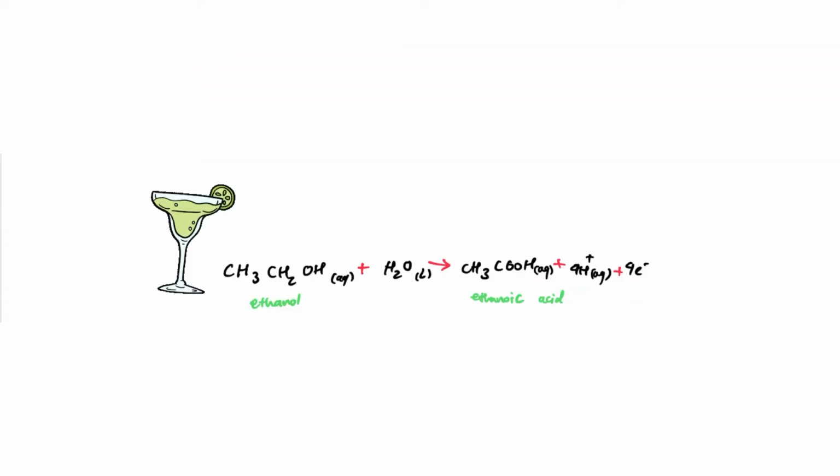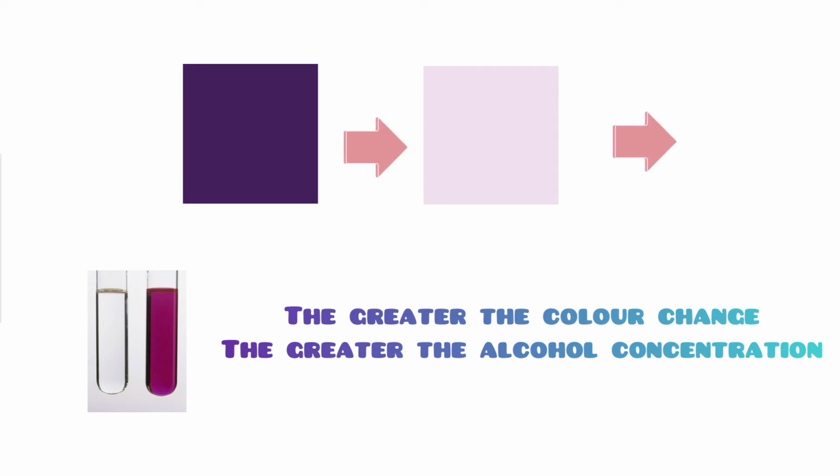Any alcohol in the breath will be oxidized to ethanoic acid. This reaction uses some of the permanganate and the solution loses color and becomes paler. As the color changes from dark purple to paler purple and eventually to colorless, the greater the color change, the more alcohol is present in the breath sample. The overall redox equation for this process is shown below.